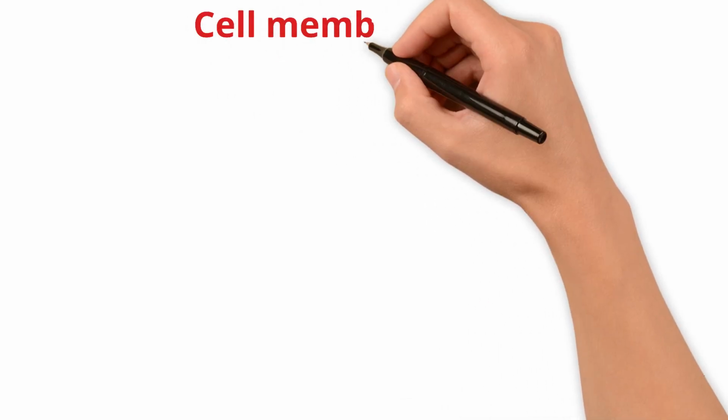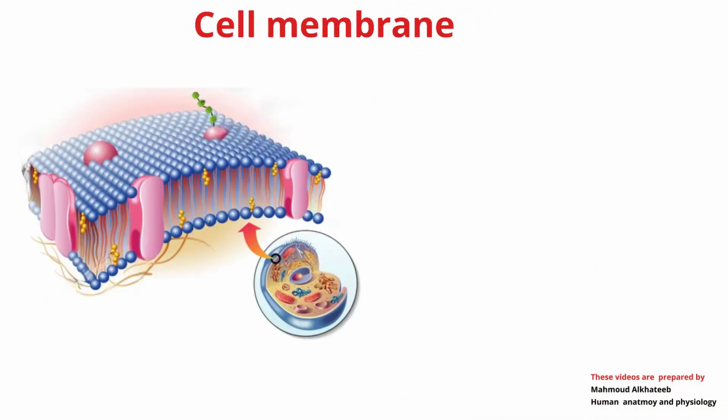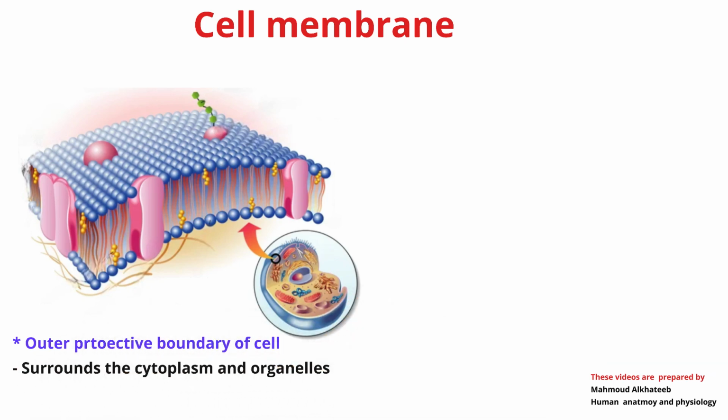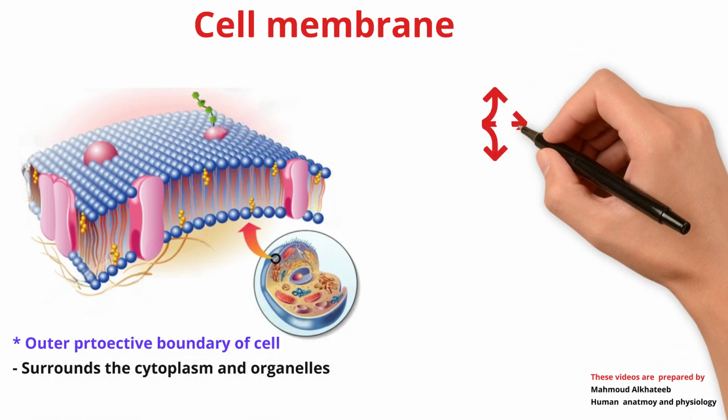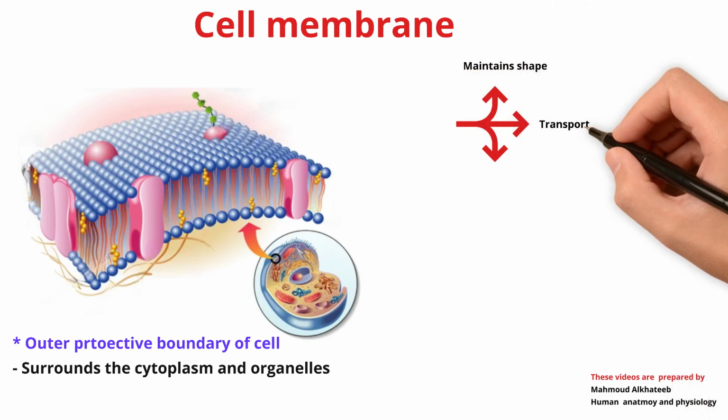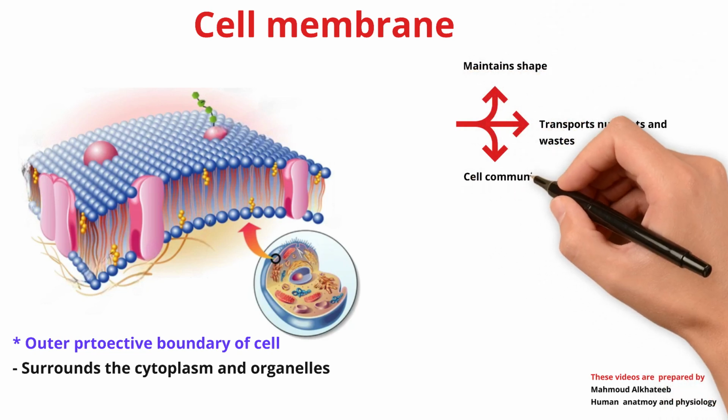The plasma membrane is a crucial structure that surrounds the cytoplasm of the cell, acting as a protective barrier between the cell's internal environment and the outside world. The plasma membrane plays a vital role in maintaining the shape of the cell, transporting nutrients and waste, and facilitating cell signaling.